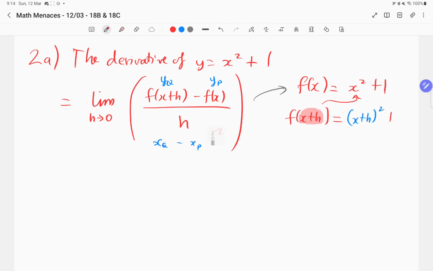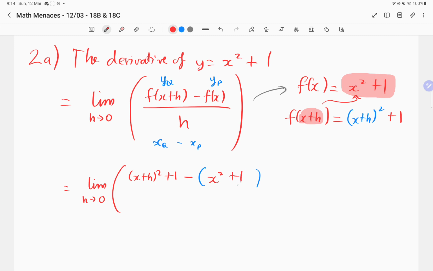That's it. Okay, so then if you substitute this into the formula, that would be lim of h to 0 of f(x plus h), which is x plus h, everything squared plus 1, and then minus f(x). Now, f(x) has 2 terms in it. It has x squared and it has 1. When f(x) has more than 1 term, you should put both of them in the brackets because you're minusing the whole of f(x). So that's minus of x squared plus 1, over h. Okay, any question there?